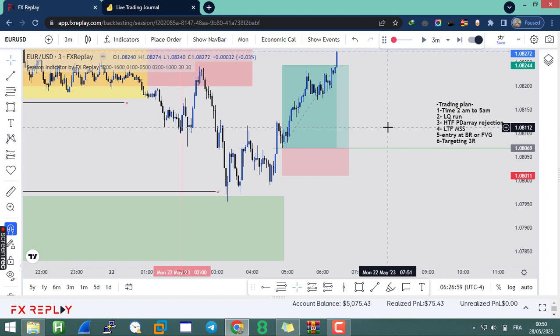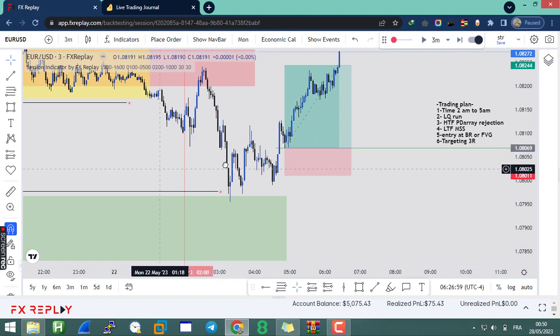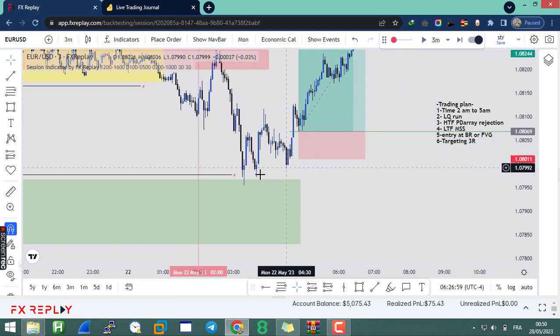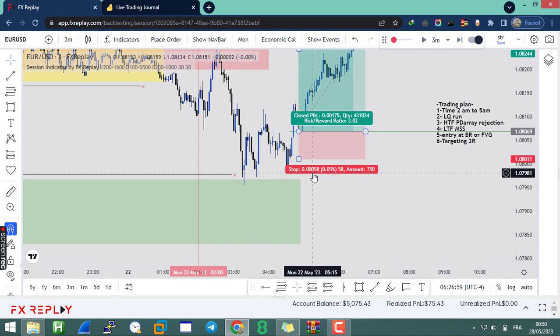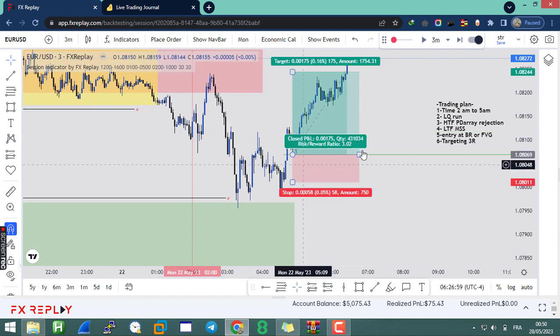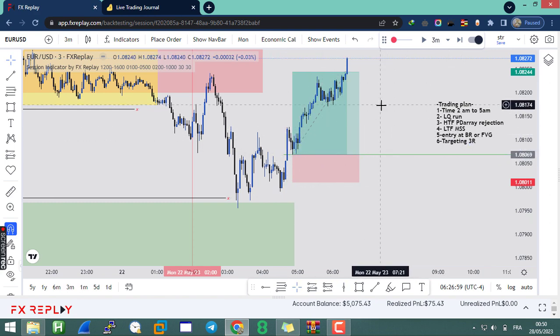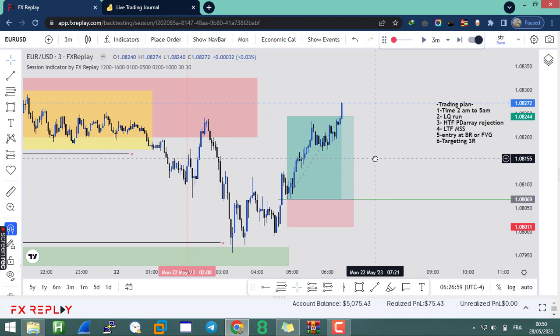You can see the liquidity run happened after 2 a.m. We hit an OB plus a fair value gap right here. We have a lower time frame market structure shift right here. We entered on a fair value gap, and we targeted 3R. So basically, this is a textbook A plus trade.